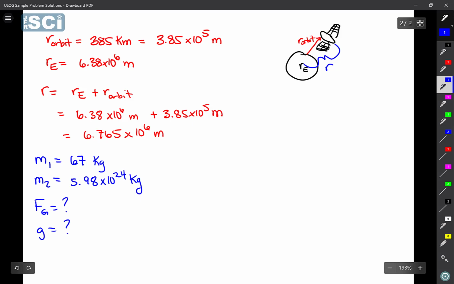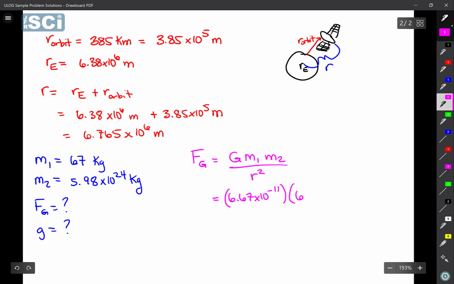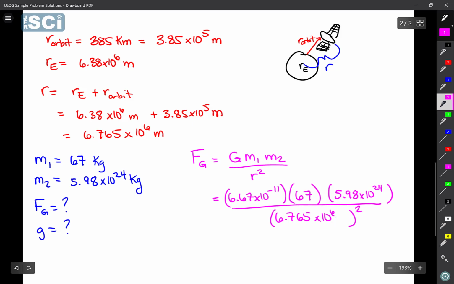All right, so starting in on this, let's go ahead and calculate Fg first. So Fg is equal to G m1 m2 divided by r squared, 6.67 times 10 to the negative 11. I'm just going to drop off my units for now, just to save some space here. I have 67 kilograms, and then I would have 5.98 times 10 to the 24 kilograms divided by that radius that we just found, 6.765 times 10 to the 6 meters. I'm not going to put any units on any of them.